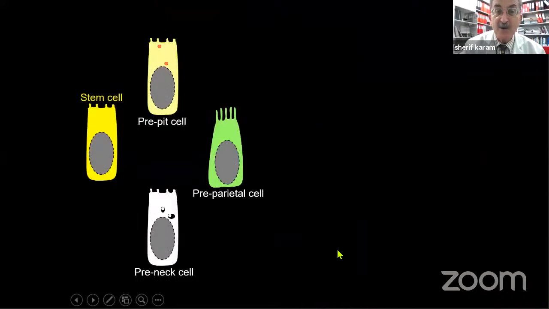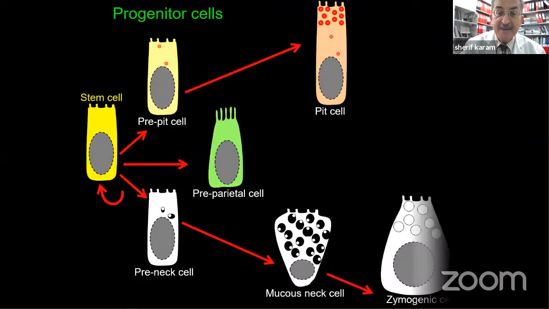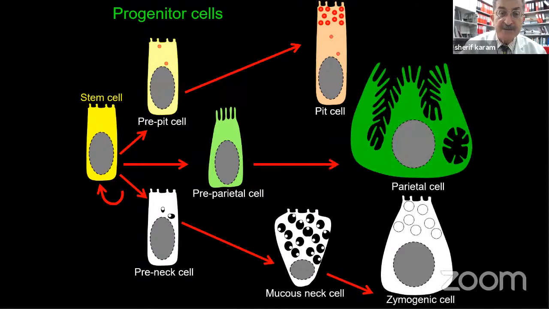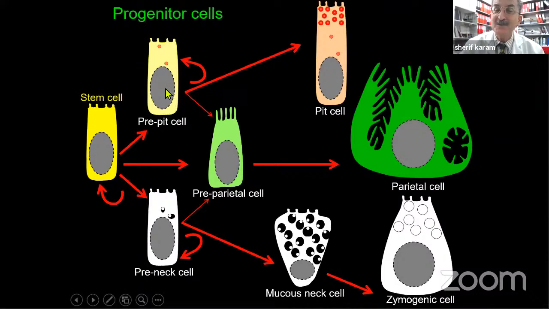Now, in summary, we have four progenitors in the gastric gland. Three of them are proliferative, and they are capable of division and giving rise to the pre-parietal cells. So the parietal cells are really unique because they have three different sources. They can come directly from the stem cell, or from the pre-PET cell, or from the pre-neck cell. But the other types of cells come from a single progenitor. So this cell comes directly from the stem to pre-PET to PET cell, and the same for the zymogenic cells.